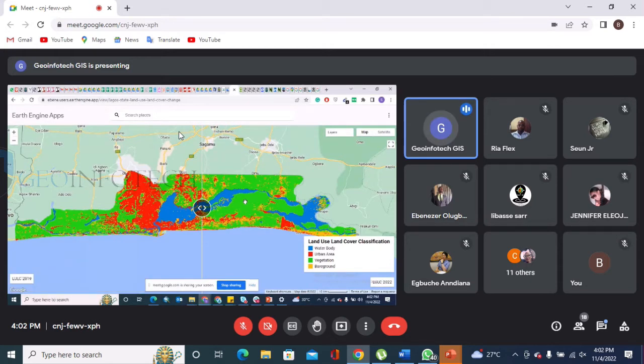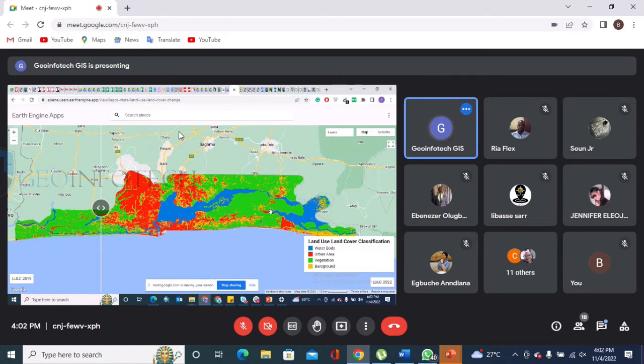So if I move my cursor to the left, it gives me more results of what is happening currently in 2022. You can see a high population increase in 2022, and you will notice an increase in population around the seashore here. You can also use this to monitor the water table for that year or for that month, if you carry out the analysis for that month.